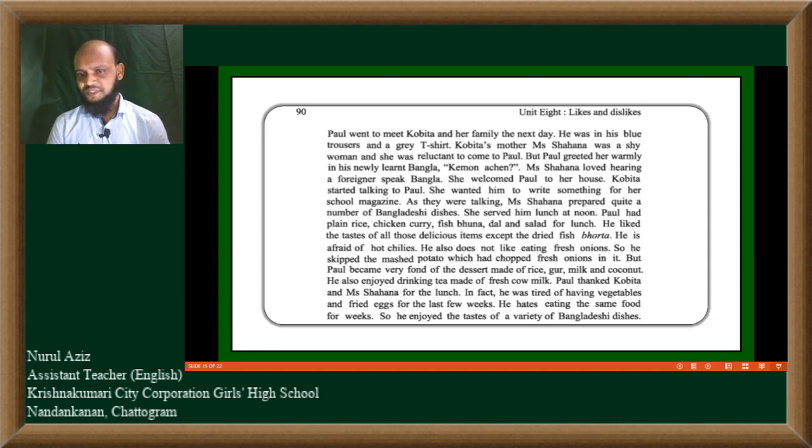As they were talking, Miss Shahana prepared quite a number of Bangladeshi dishes. She served him lunch at noon. Paul had plain rice, chicken curry, fish bhuna, dal and salad for lunch. He liked the taste of all those delicious items except the dried fish bharta. He is afraid of hot chilies. He also does not like eating fresh onions, so he skipped the mashed potato which had chopped fresh onions in it. But Paul became very fond of the dessert made of rice, gur, milk, and coconut. He also enjoyed drinking tea made of fresh cow milk.